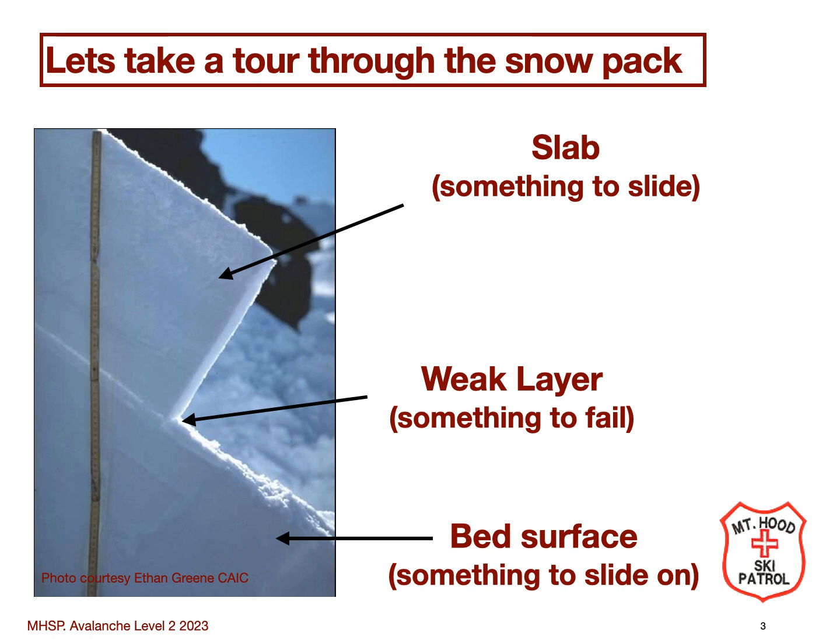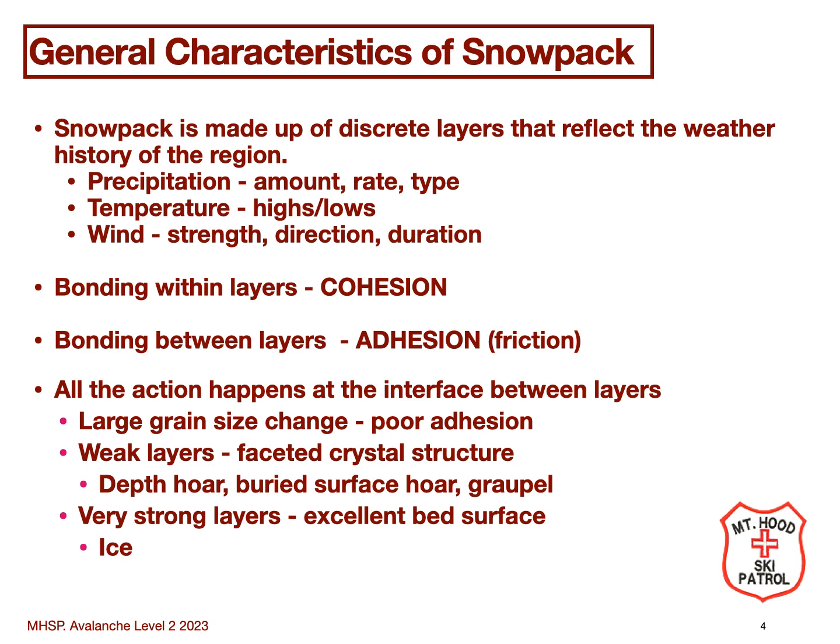As this slide shows, to have conditions in the snowpack for an avalanche, you must have a slab, something to slide, a weak layer, something to fail, and a bed surface, something to slide on. The snowpack is made up of a layered structure that reflects the weather history over the course of the season.